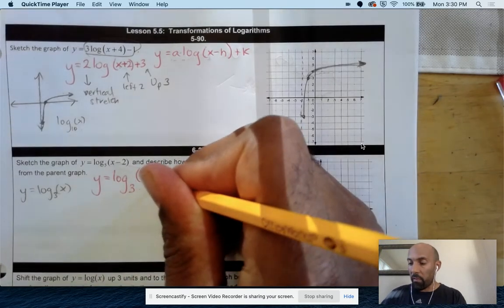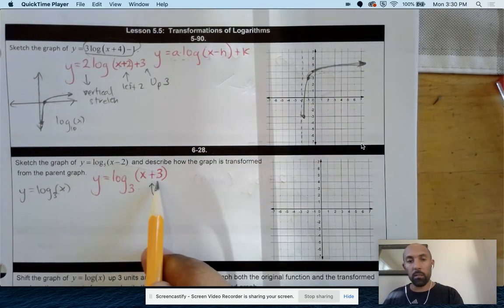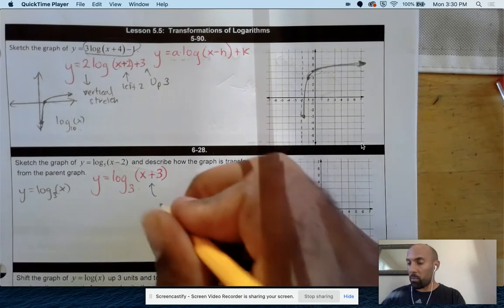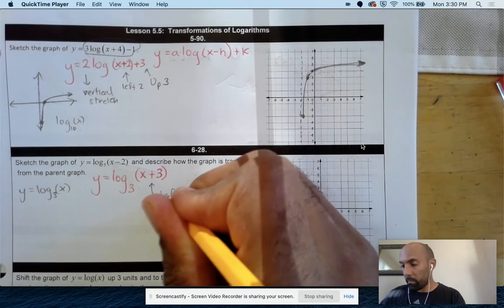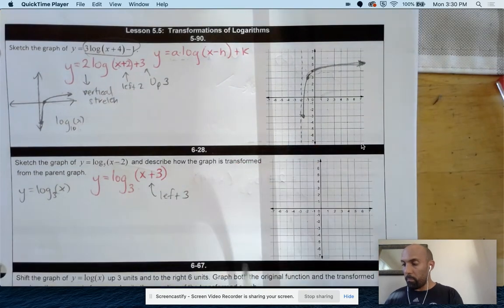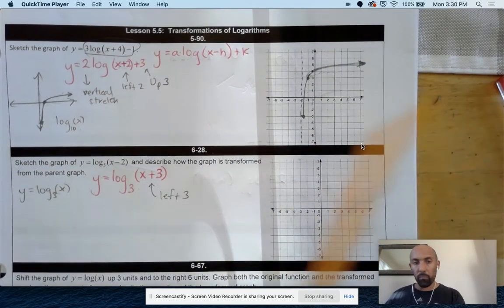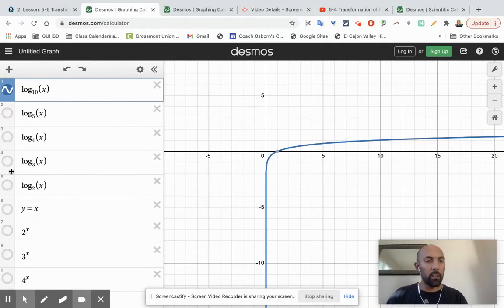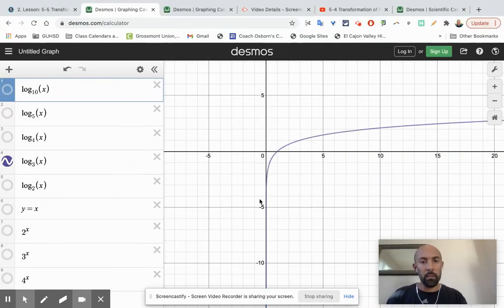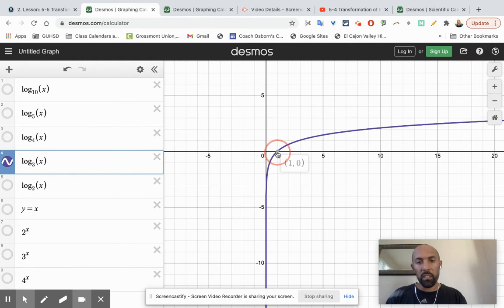All right, well, we can just look at the graph here, and we know that this transformation will cause it to shift. It will go to the left 3. So remember the parent function. Let's take a look at the parent function of what log base 3 looks like. So log base 3, that's right here. So you can see it also passes through 1, 0.